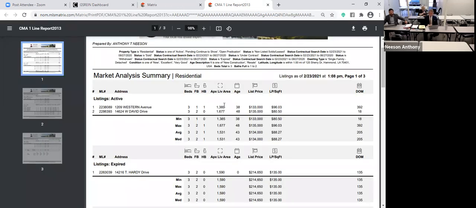It tells me the approximate living area, right? We didn't put that in on 125 because I'm going to make y'all go do a little investigation, right? Tells me the age, tells me the list price, and it tells me the list price per square footage. And over here, days on market. Okay. Now, I'm going to go through and talk about what's the information that we get from each different type of property.